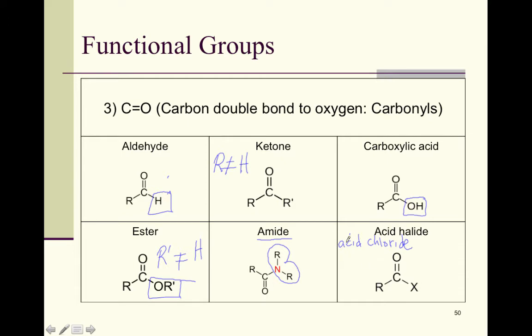An acid chloride would be exactly the same structure. It would have an R group, my carbonyl group. But instead of showing an X there, you would put a Cl instead. So when you learn acid halide, you're actually learning 4 functional groups.